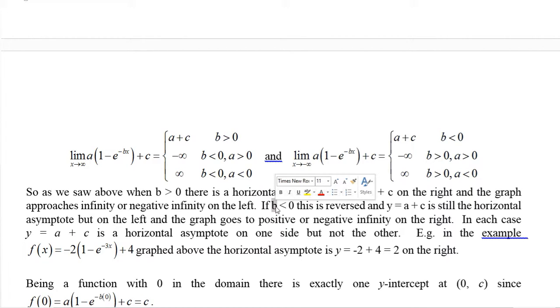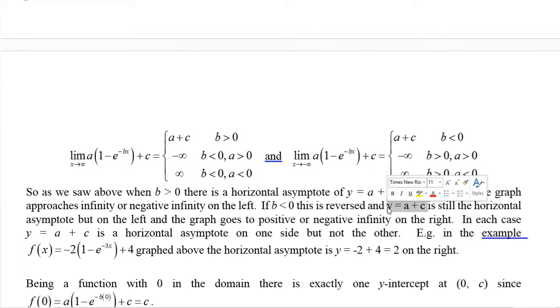So, what's the conclusion from all this? Well, the conclusion is that y equals a plus c is an asymptote on one side or the other, but not both. It's on the right when b is positive, and on the left when b is negative. But either way, y equals a plus c is a horizontal asymptote. It's on one side or the other. And on the other side, it either goes towards infinity or negative infinity.